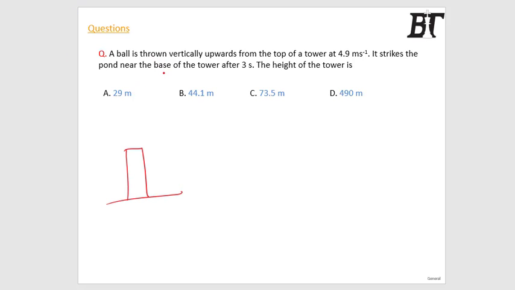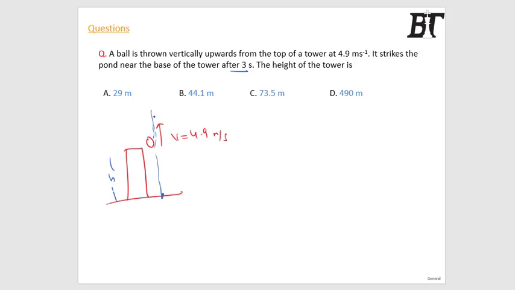A ball is thrown vertically upwards from the top of a tower. एक टावर के ऊपर से बॉल को ऊपर की साइड फेंका, with a velocity of 4.9 meters per second. It strikes the ground near the base of the tower, मतलब बॉल ऐसे ऊपर जाएगा और फिर नीचे आ जाएगा after a time of 3 seconds. We are supposed to calculate what is the height of the tower.